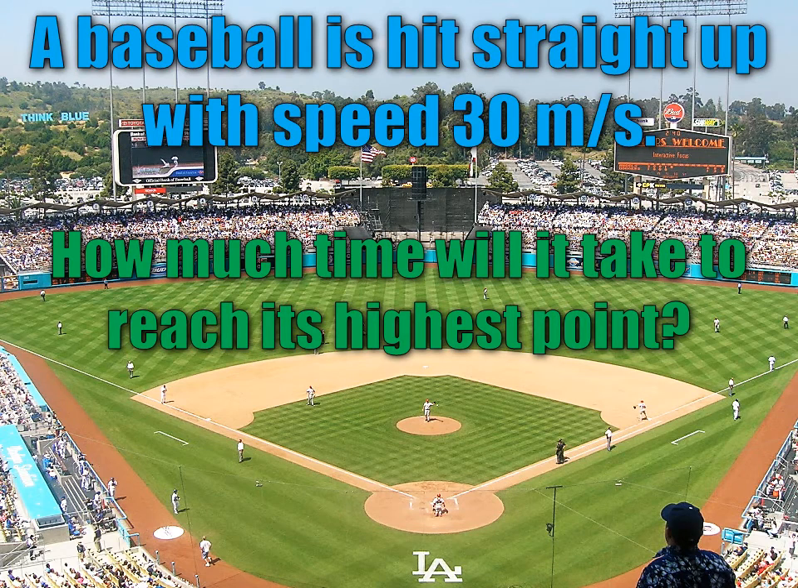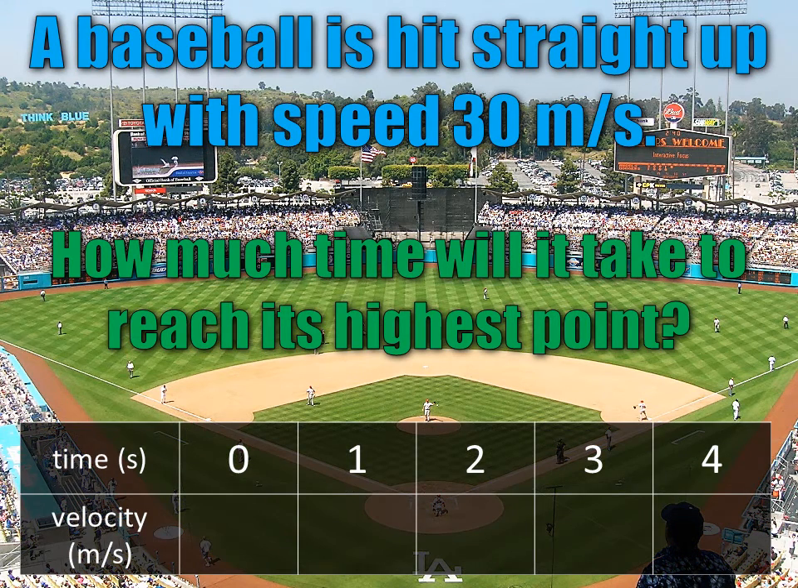Like the previous question, let's make a table. So we know now at time 0, that's the initial velocity, and that was 30 meters per second upward. And we'll make that positive to signify that it was moving upward. The acceleration of gravity is -10, or 10 meters per second squared downward, which means every second that passes, the velocity is going to change by 10 meters per second downward.